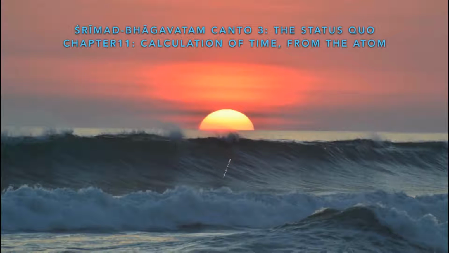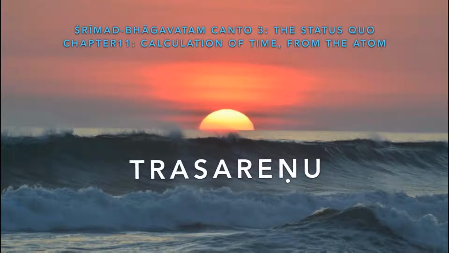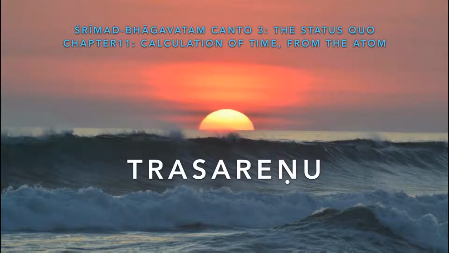So today we're reading from the Srimad Bhagavatam. Let's get rid of this thing. There we go. Srimad Bhagavatam. This is from the third canto, chapter 11, calculation of time from the atom. Today's topic is going to be trasareṇu, and this is the description of the atom, or 6 atoms. This is the word for 6 atoms, hexatom.